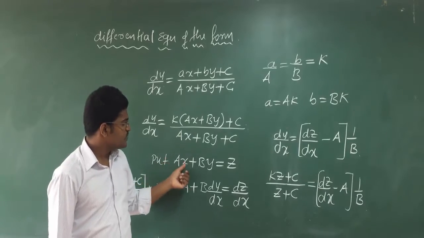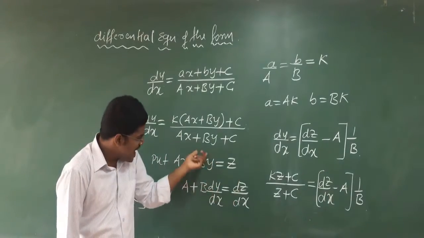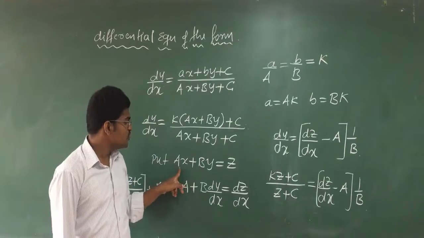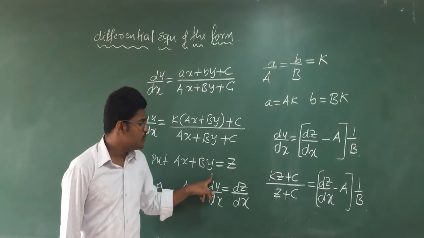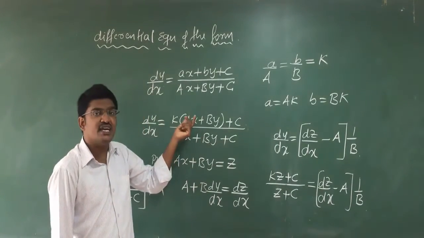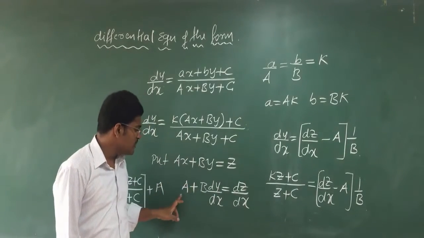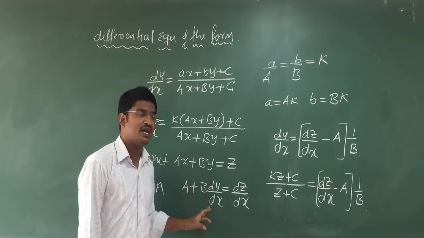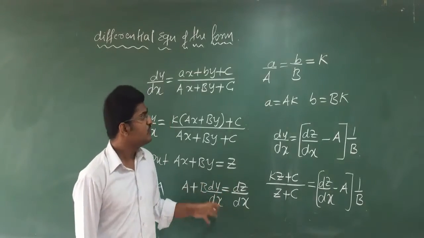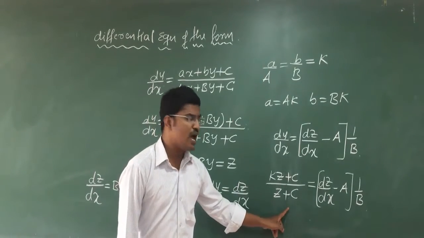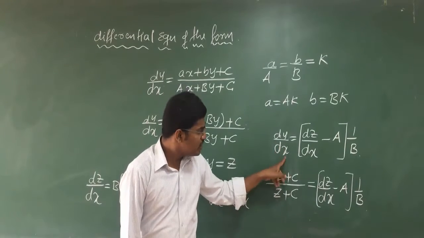So that is ax plus by equal to z. You have to differentiate this because you are putting ax plus by equal to z. This term is z, so you have to differentiate. If I differentiate that, you are going to have a plus b into dy by dx equal to dz by dx. Further, you can simplify. You are going to have this.